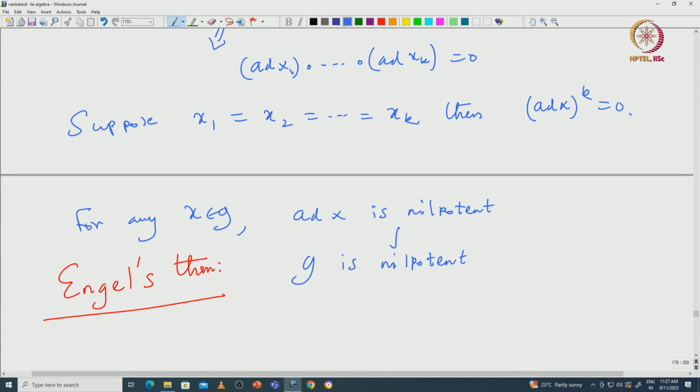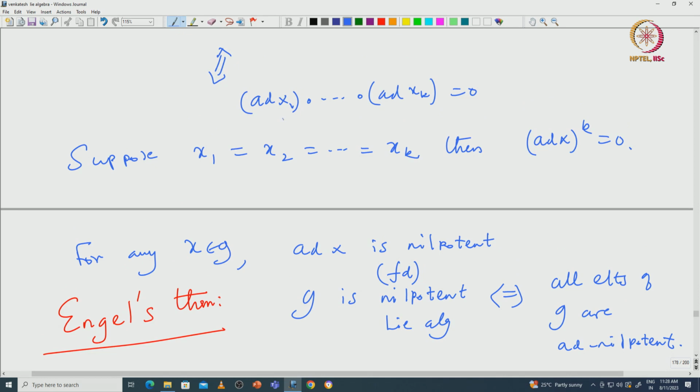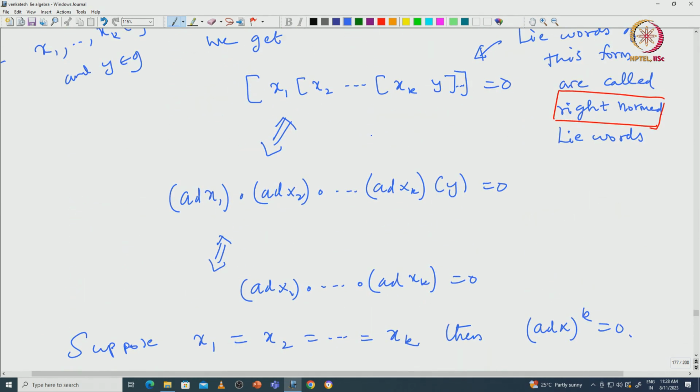Of course, this is a finite dimensional space. G is nilpotent if and only if all elements of G are ad nilpotent. That means ad x is nilpotent for all x in G. So this is actually one of the characterizations. Even though ad nilpotent looks like a much weaker condition than this. This is easy to see.